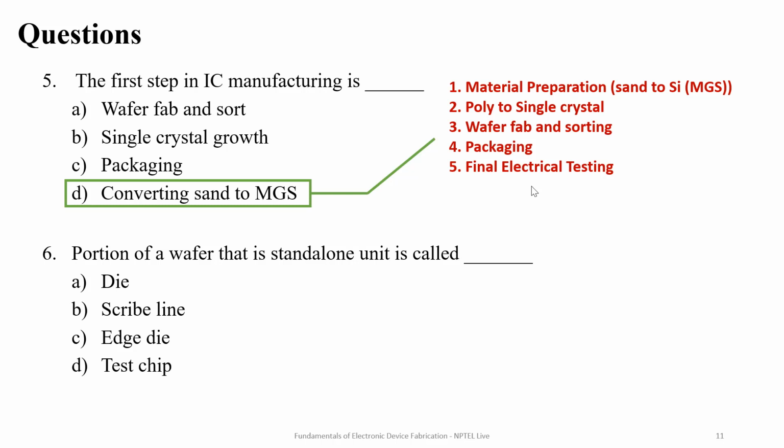The first step is material preparation, or converting sand to metallurgical grade silicon, which has impurities in the range of parts per million. Then we convert the MGS into EGS with impurities in parts per billion. Then we convert it into the single crystal ingot using Czochralski and float zone. Once we have the wafer, we slice it, fabricate and sort it. Then we apply a particular photo mask on top and design the electrical circuit. Finally, this electrical circuit has to be tested. So these are the 5 steps associated with IC manufacturing.